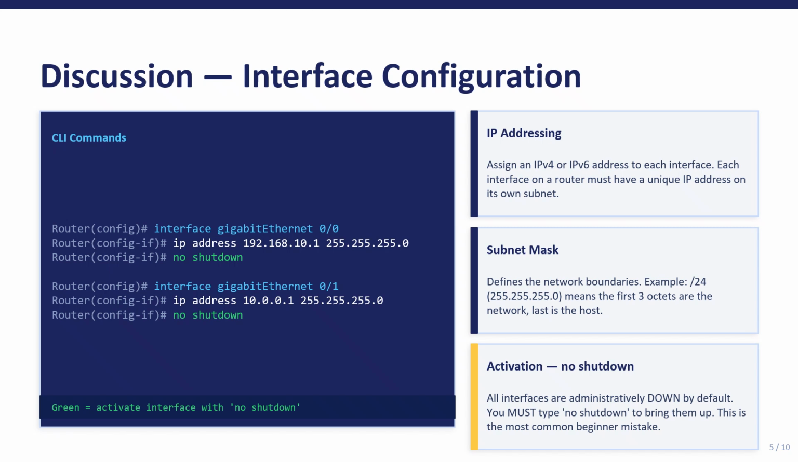Next is the subnet mask. It defines the network boundaries. Example, for a /24 prefix, the mask is 255.255.255.0, which means the first three octets are the network and the last is the host. The subnet mask tells the router where the network boundary is. For example, /24 or a 255.255.255.0 mask means the first 24 bits are the network address.